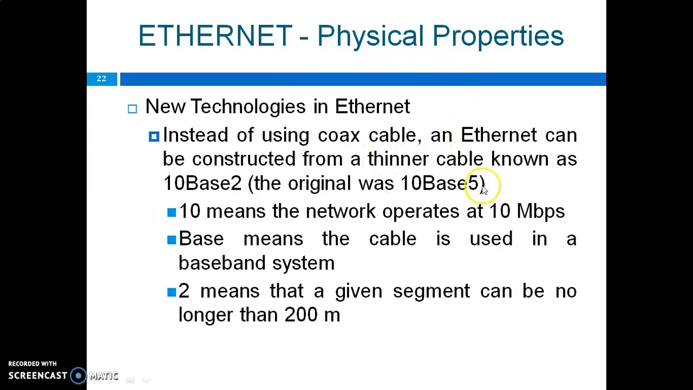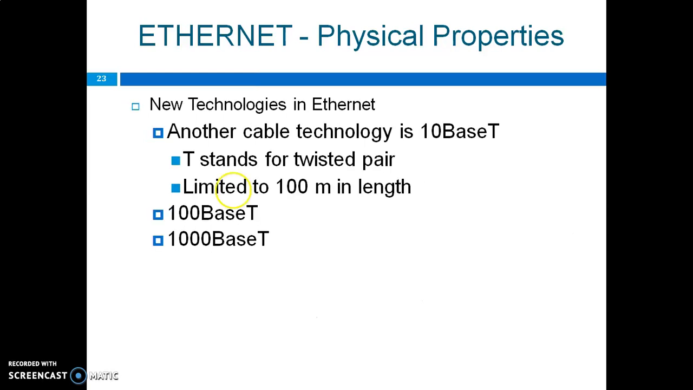this thinner cable. That thinner cable can have this kind of representation, 10Base2. So 10 represents speed, base is the baseband signal, and 2 represents how long a segment is supported. There are a number of versions available, 10BaseT, 100BaseT, 1000BaseT, right? So that's all about the basic physical properties of Ethernet.